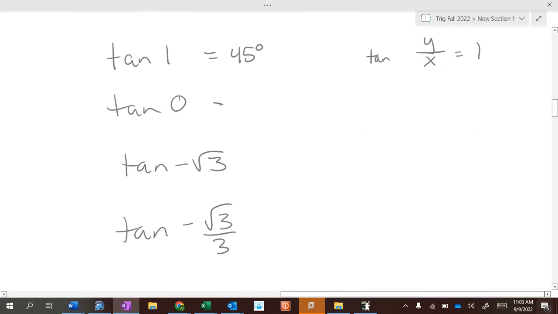Okay. Where is the tangent equal to 0? So y over x has to be 0 over something. So where is y 0? 90 degrees. No. Y is 0 at 0 degrees, not 180, because we don't talk about tangent being at 180. We talk about tangent being anywhere from negative 90 to 90. So at 0 degrees, the tangent is 0 because it's y over x.